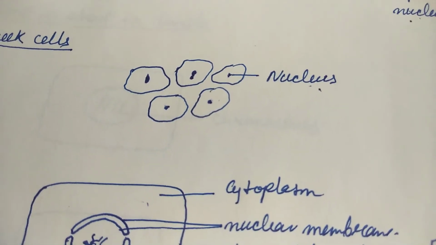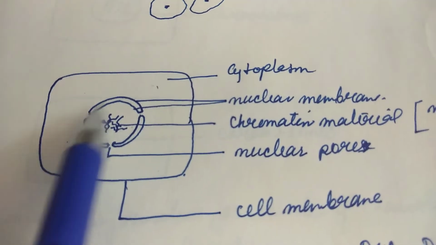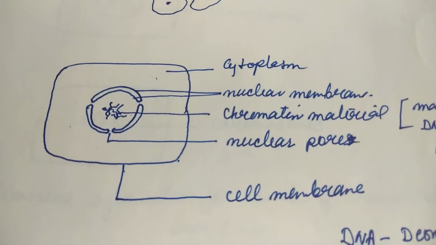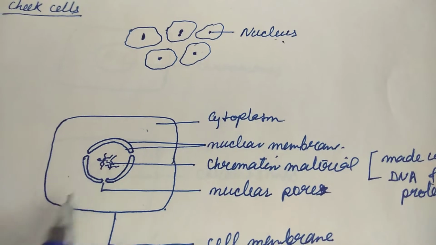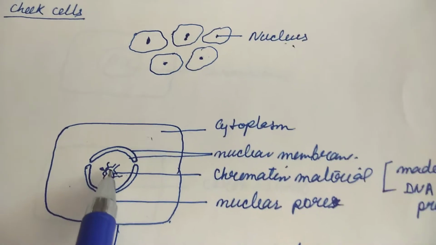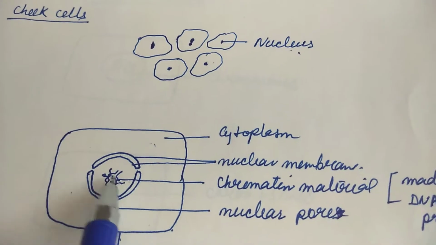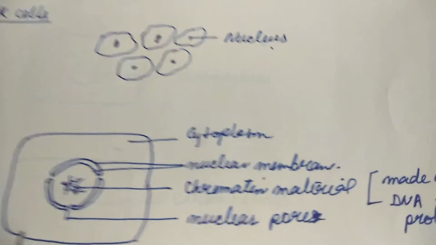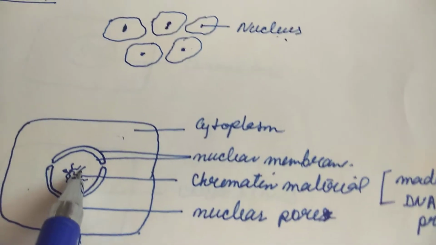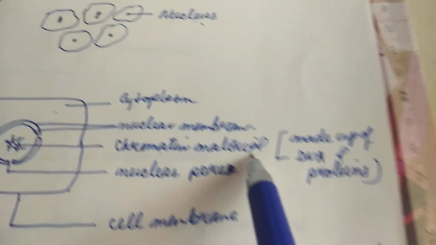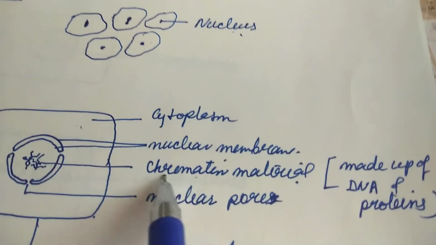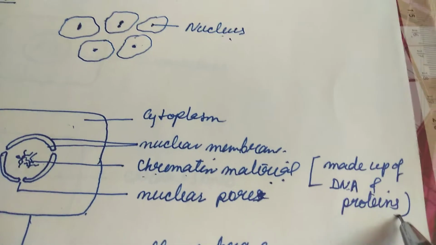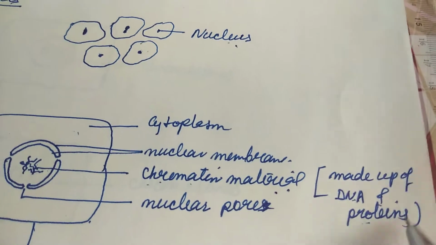And there are pores, from which material can move in and out of the nucleus. These are the pores of the nuclear membrane. And in the nucleus, there is genetic material. When the cell is not dividing, at that time we call this genetic material chromatin material. Clear? And what is this chromatin material made up of? This is basically DNA and proteins.